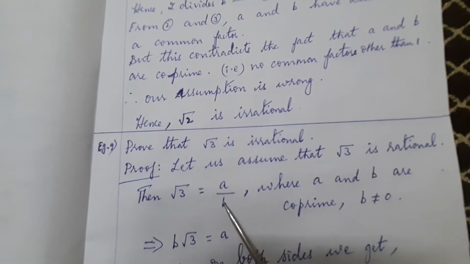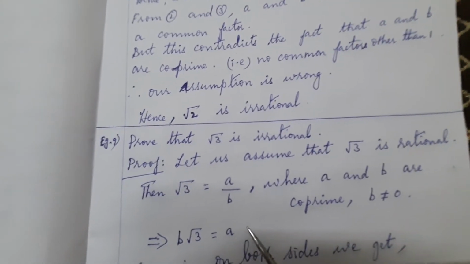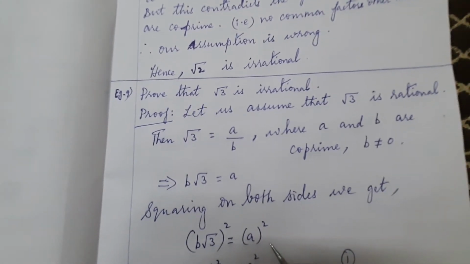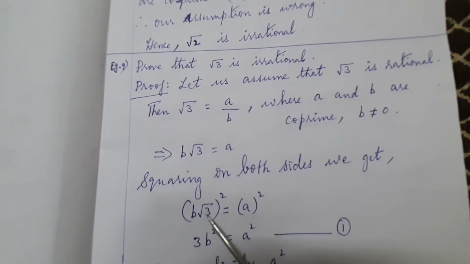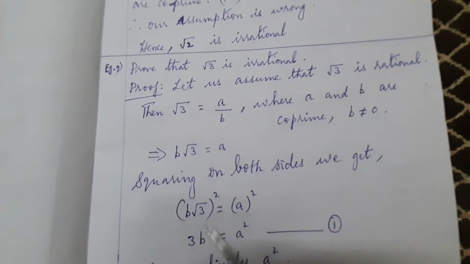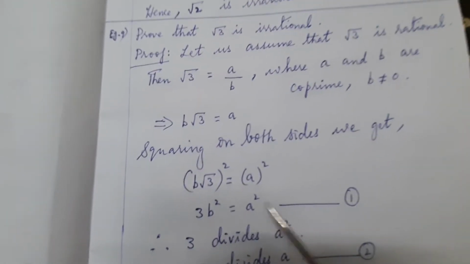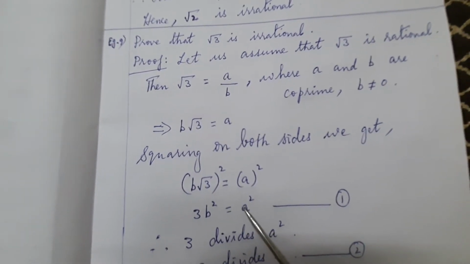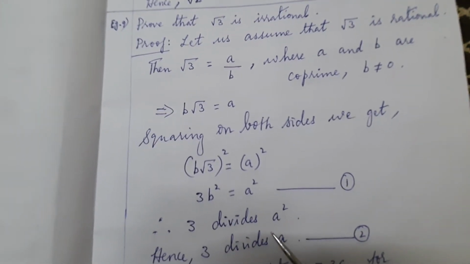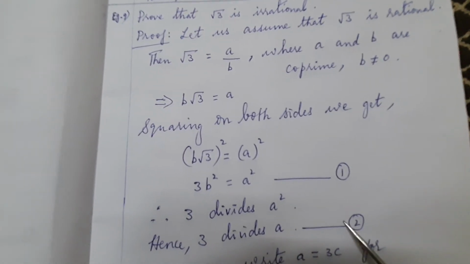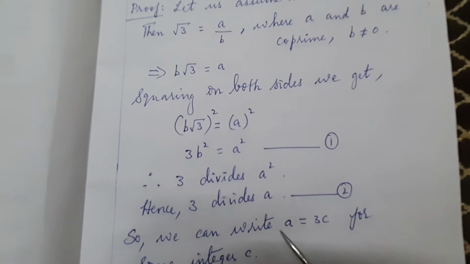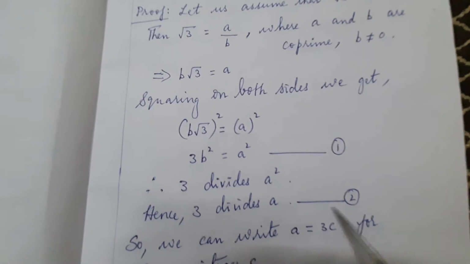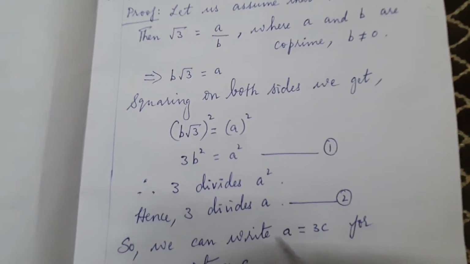Now, as I told you before, b into root 3, b root 3 is equal to a. Since there is root 3, I am squaring on both the sides. So, b root 3 the whole square is equal to a square. So, now b root 3 squared, that is root 3 square is 3, 3b square is equal to a square. Now, this I am taking as first equation. What does it mean now? 3 divides a square, which implies 3 divides a. Okay, 3 divides a I am taking as second equation. Now we can write 3 divides a, that is a by 3 is equal to c, something I am taking. So, I can write a is equal to 3c.